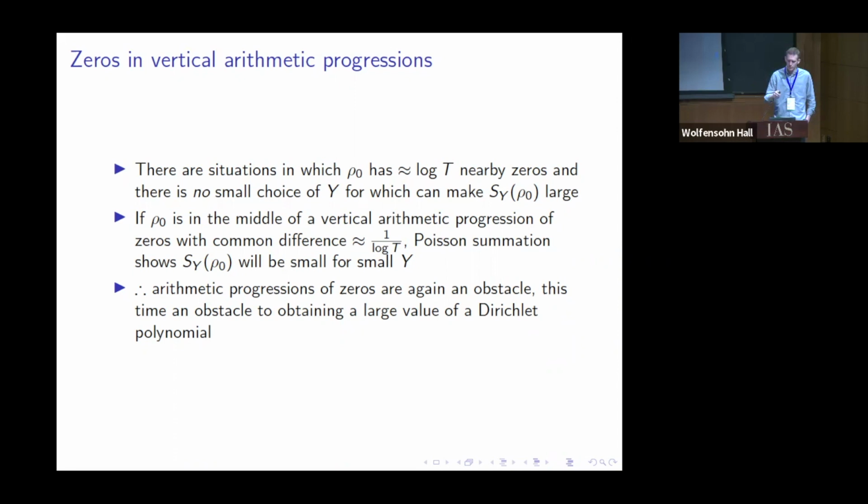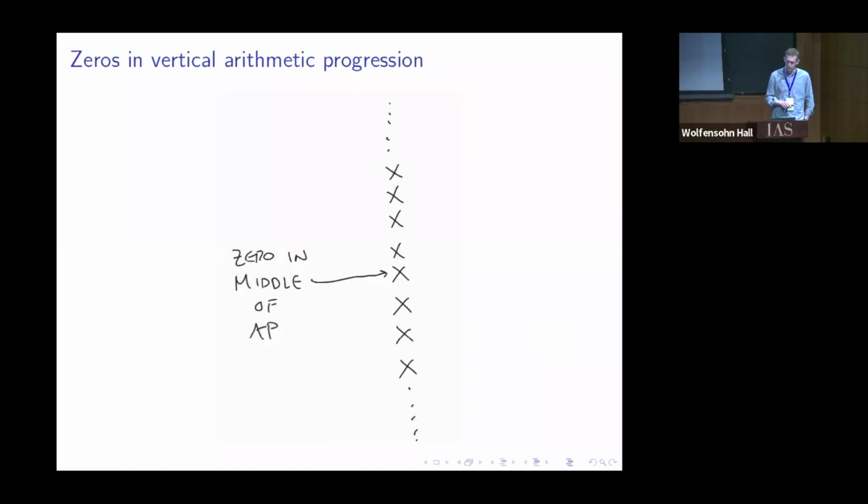Okay, so here is probably the worst picture we're going to look at. This is supposed to somehow be indicative of a zero in the middle of an arithmetic progression. And in the middle, I have zeros going up and zeros going down. And this is the sort of thing where Poisson summation is going to give you lots and lots of cancellation. Okay, so this is bad, and we don't really know how to deal with things like this.